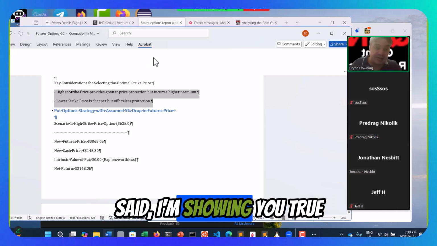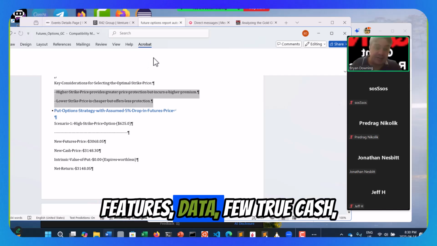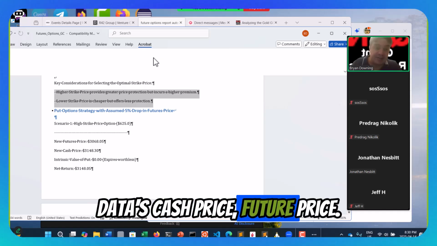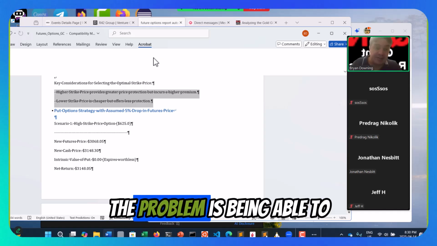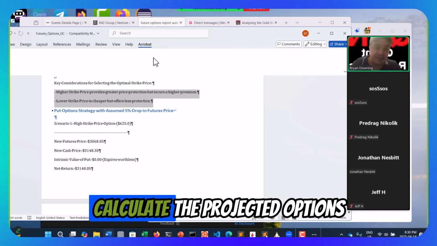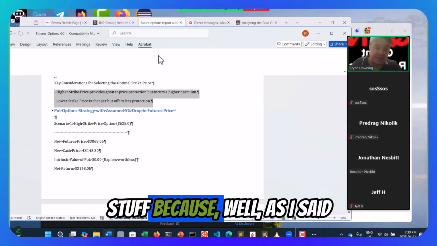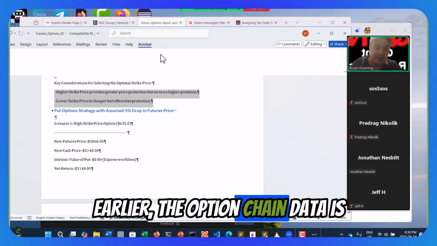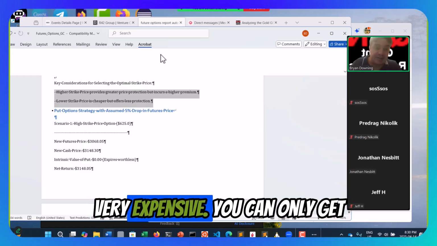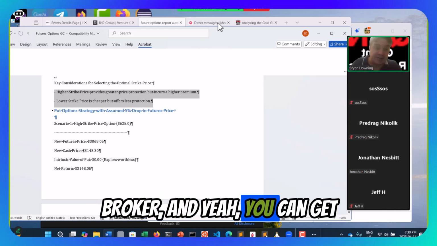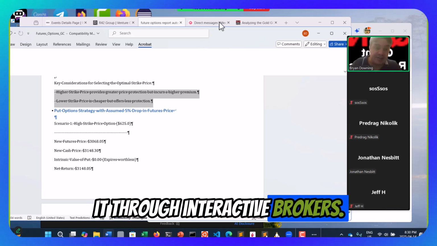So what I'm going to show you now is, I've just shown you gold. As I said, I'm showing you true futures data, true cash data: cash price, futures price. The problem is being able to calculate the projected option stuff because, as I said earlier, the option chain data is very expensive. You can only get it really from the exchange if it's provided through your broker. And yeah, you can get it through Interactive Brokers, but you have to pay.